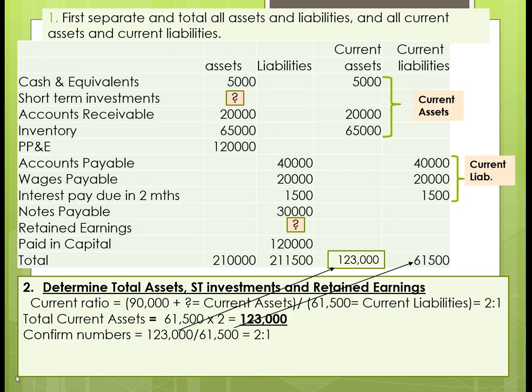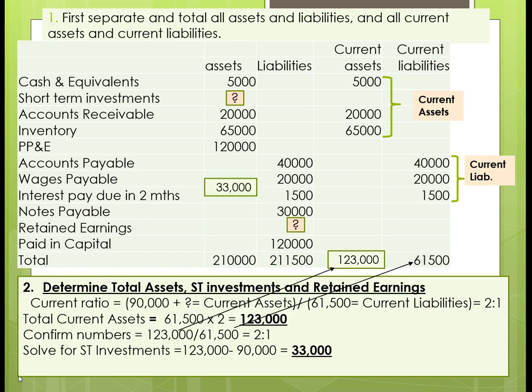Now, we're going to confirm the number by taking 123 and dividing it by 61,500, and it gives us 2 to 1, which is what we had. Always try to confirm your numbers. Then we're going to solve for short-term investments. We take the 123 minus the 90, which gives us 33,000, and now we can plug that in.